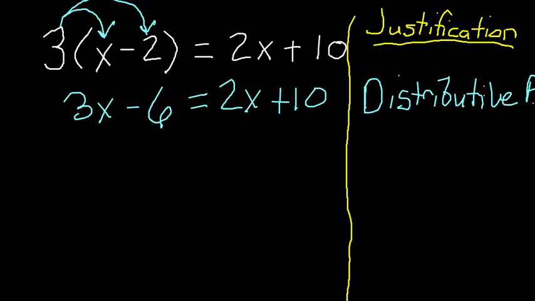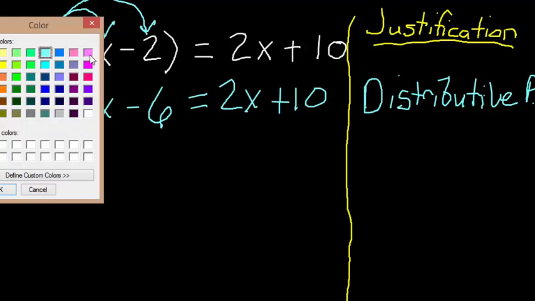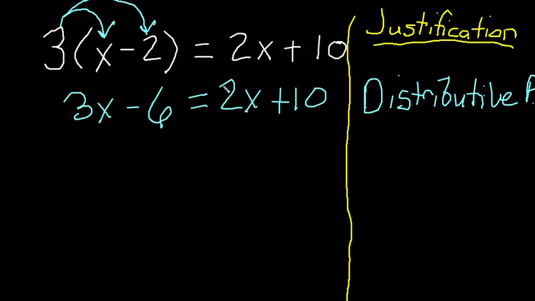Alright, so next I'm going to change colors again. Use a little pink here. So the next thing I would do is I see that I have x on both sides, and remember, if we're trying to solve for x, we're trying to get x by itself. So we need to first move one of those to the other side. And I'm going to move the 2x by subtracting 2x here, and I'm going to do the same thing over here. These go away. On the right side we're left with 10.